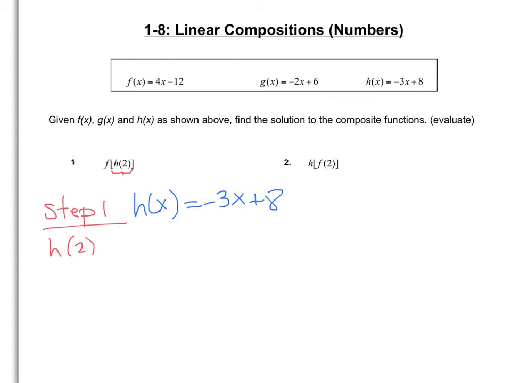And to find h of 2, you have to plug in 2 for x. So it would be negative 3 times 2 plus 8. So h of 2 is equal to negative 6 plus 8. So h of 2 is equal to 2.